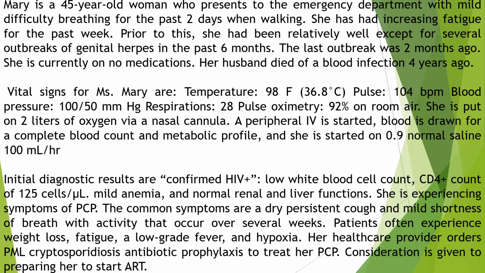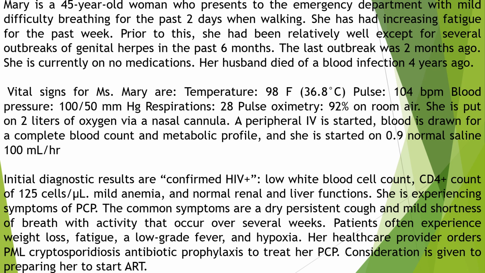She is experiencing symptoms of pneumocystis jirovecii pneumonia. The common symptoms are a dry persistent cough and mild shortness of breath with activity that occur over several weeks. Patients often experience weight loss, fatigue, low-grade fever, hypoxia. Her healthcare provider provides orders of PML, cryptosporidiosis antibiotic prophylaxis to treat her pneumocystis jirovecii pneumonia. Consideration is given to preparing her to start antiretroviral therapy.